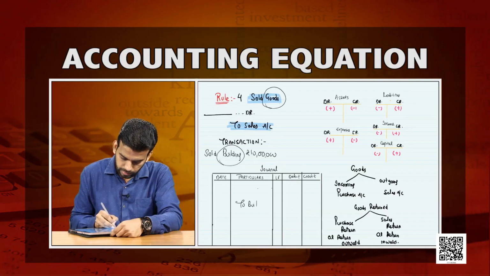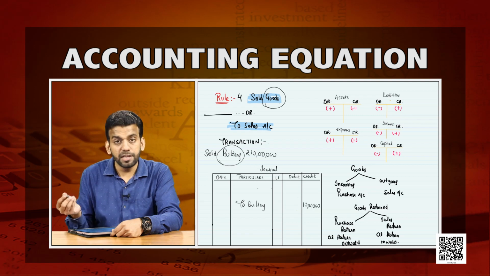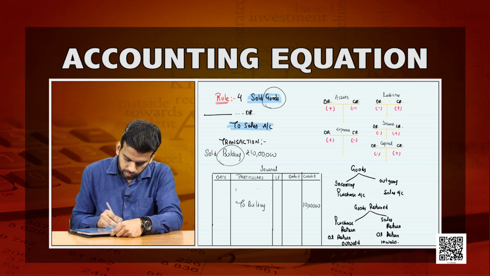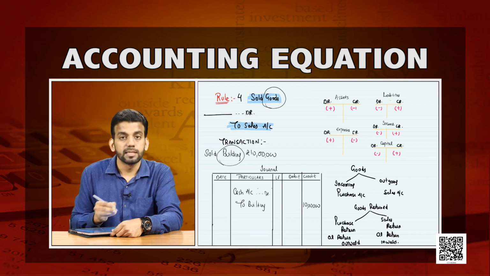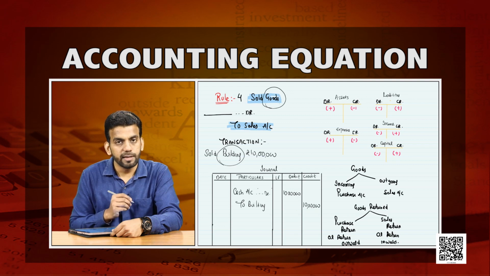To building. Right? And nothing is mentioned. So, cash account is debited. Simply. Now, understand this thing conceptually.